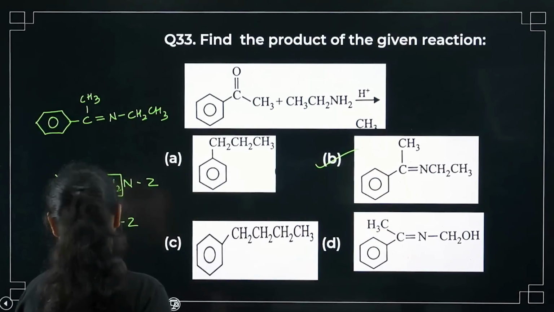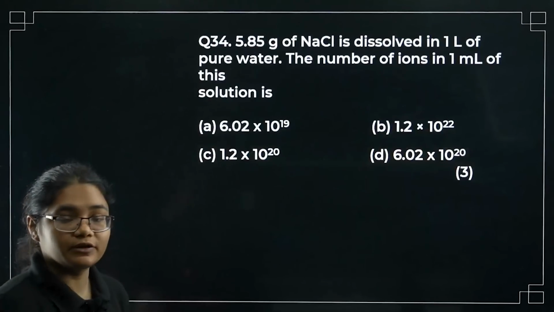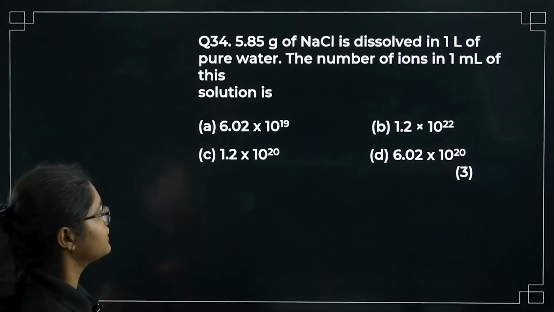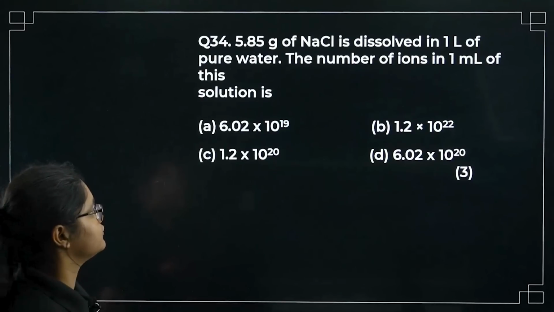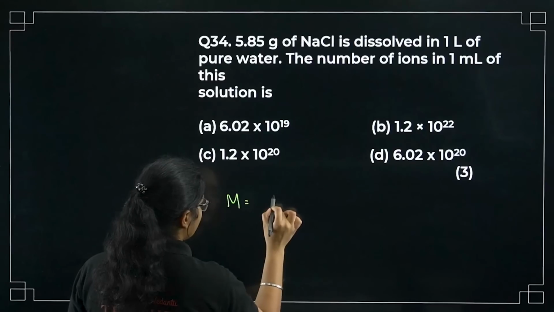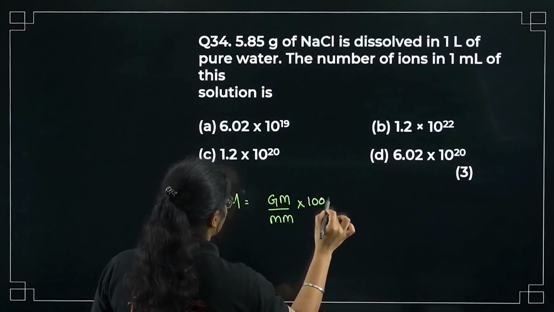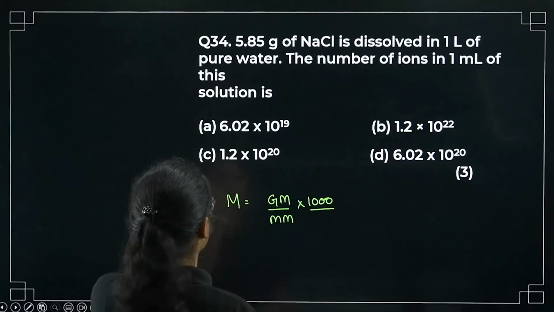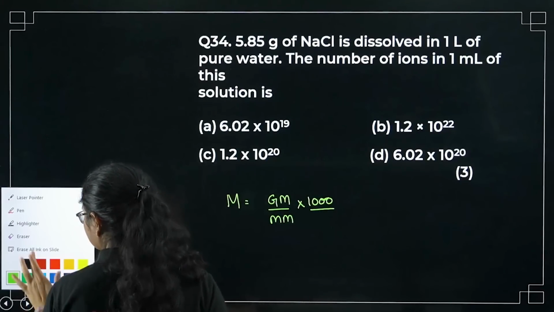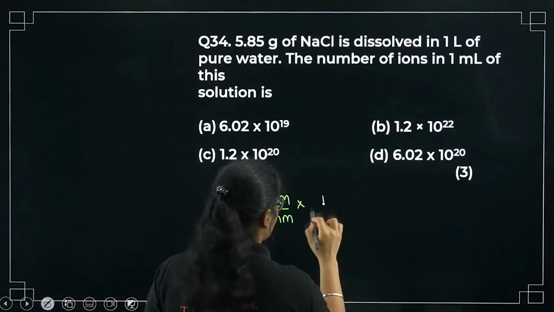Okay, next moving to a question from some basic concepts of chemistry. So we are now moving to PU1 chapters. Okay, 5.8 gram of NaCl is dissolved in 1 liter of pure water. The number of ions in 1 ml of the solution is. Okay, so if you remember, first of all, let me calculate the molarity. What is the molarity? Given mass by molar mass into 1000 by volume. So volume is already 1 liter, so let me just keep it as 1 liter.